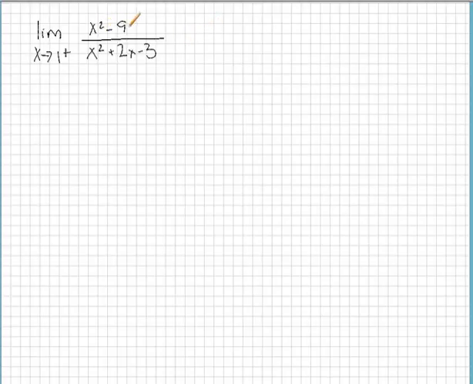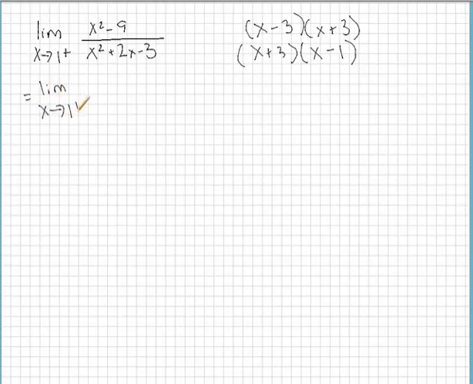The top is a difference of squares, so the top will factor into (x minus 3)(x plus 3). And the bottom will factor into (x plus 3)(x minus 1). So this limit is equal to the limit, as x approaches 1 from the right, of (x minus 3)(x plus 3) over (x plus 3)(x minus 1).